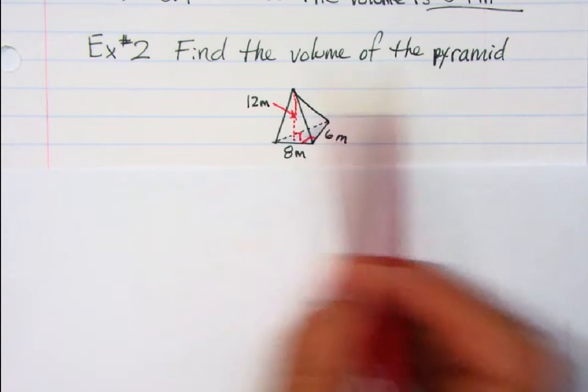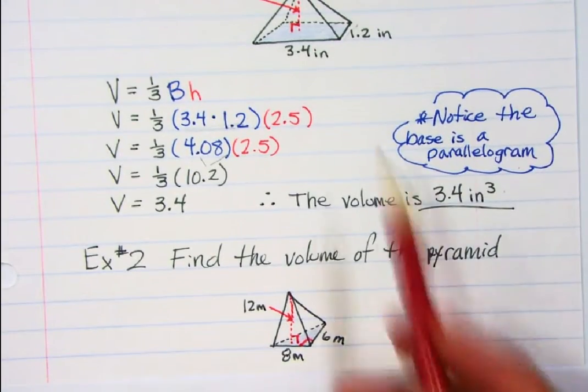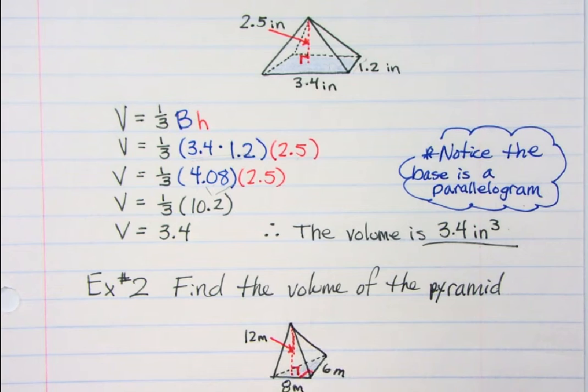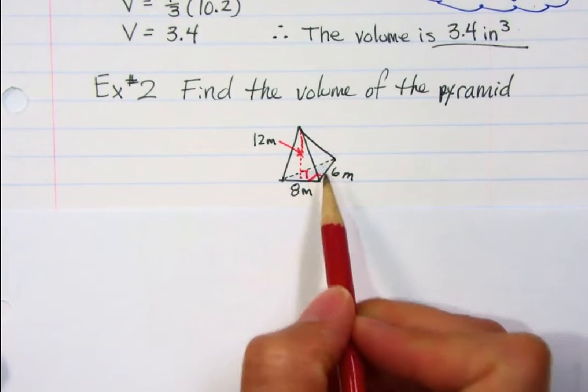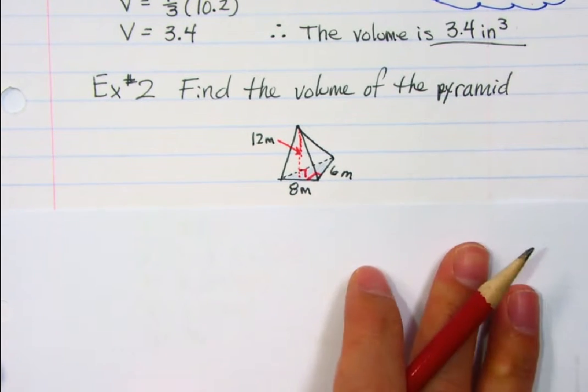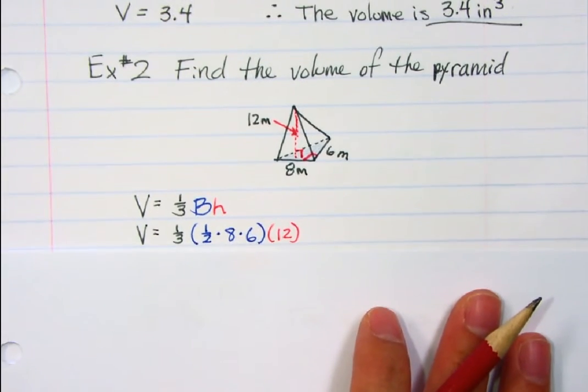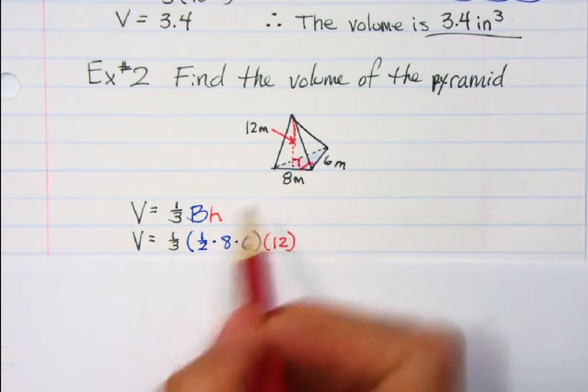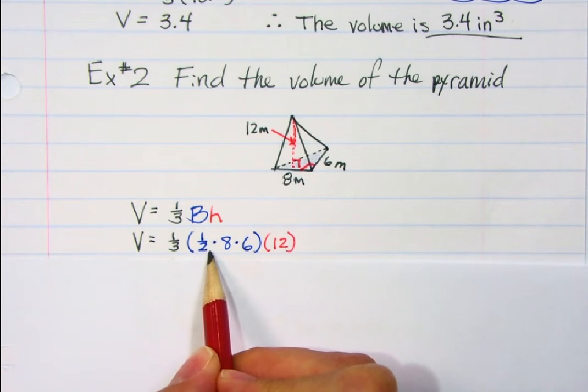Now let's try one more. It's slightly different. The volume of this pyramid. It's another pyramid, but this one looks different than the other one. What's the difference between these 2? Ask yourself. The big difference is this one down here does not have a parallelogram as a base. Its base is a triangle. So notice the difference. This time I use a slightly different formula for my base.